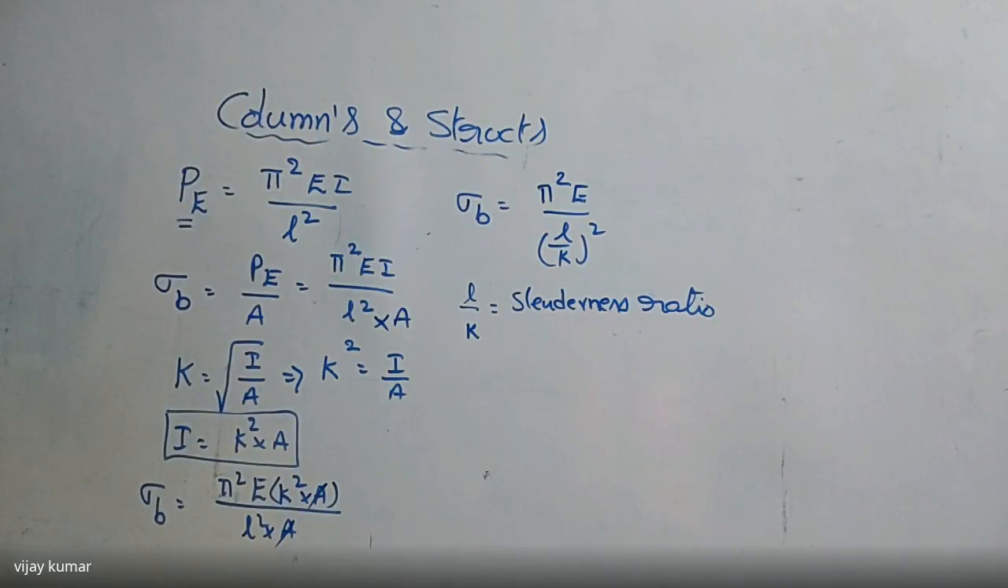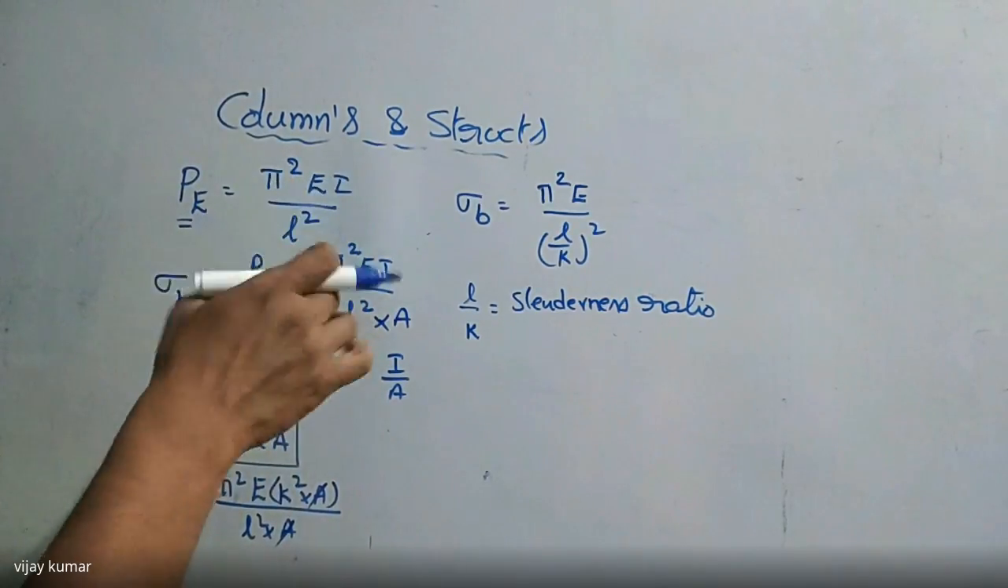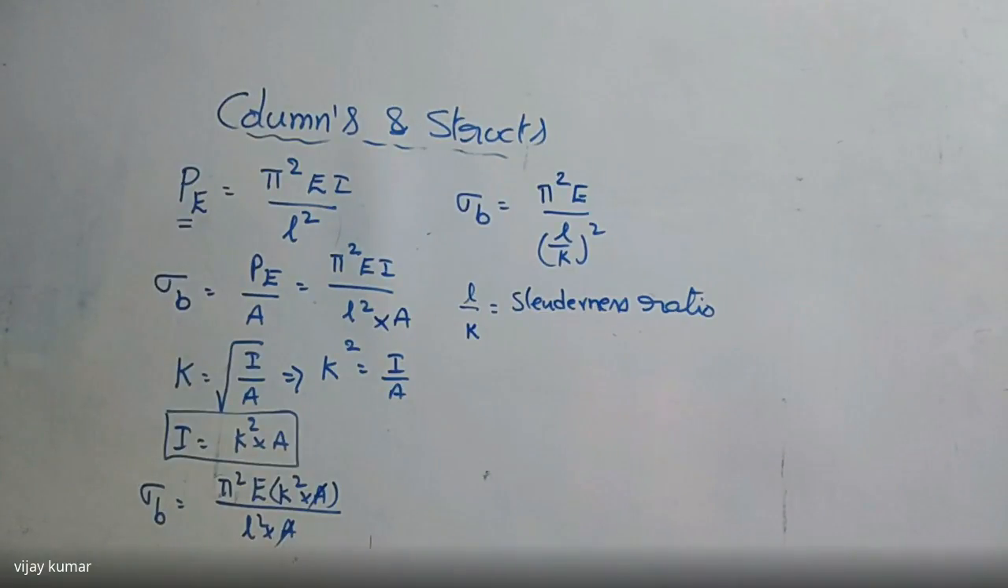I'll give a simple example. What is the limitation of Euler's theorem of column? For example, I have already told in the last class, this theorem is always valid for long columns only. It is not suitable for short columns. So it is clarified by this slenderness ratio L by K. So please take care about this L by K ratio. If you draw the graph between the bending stress and L by K ratio.